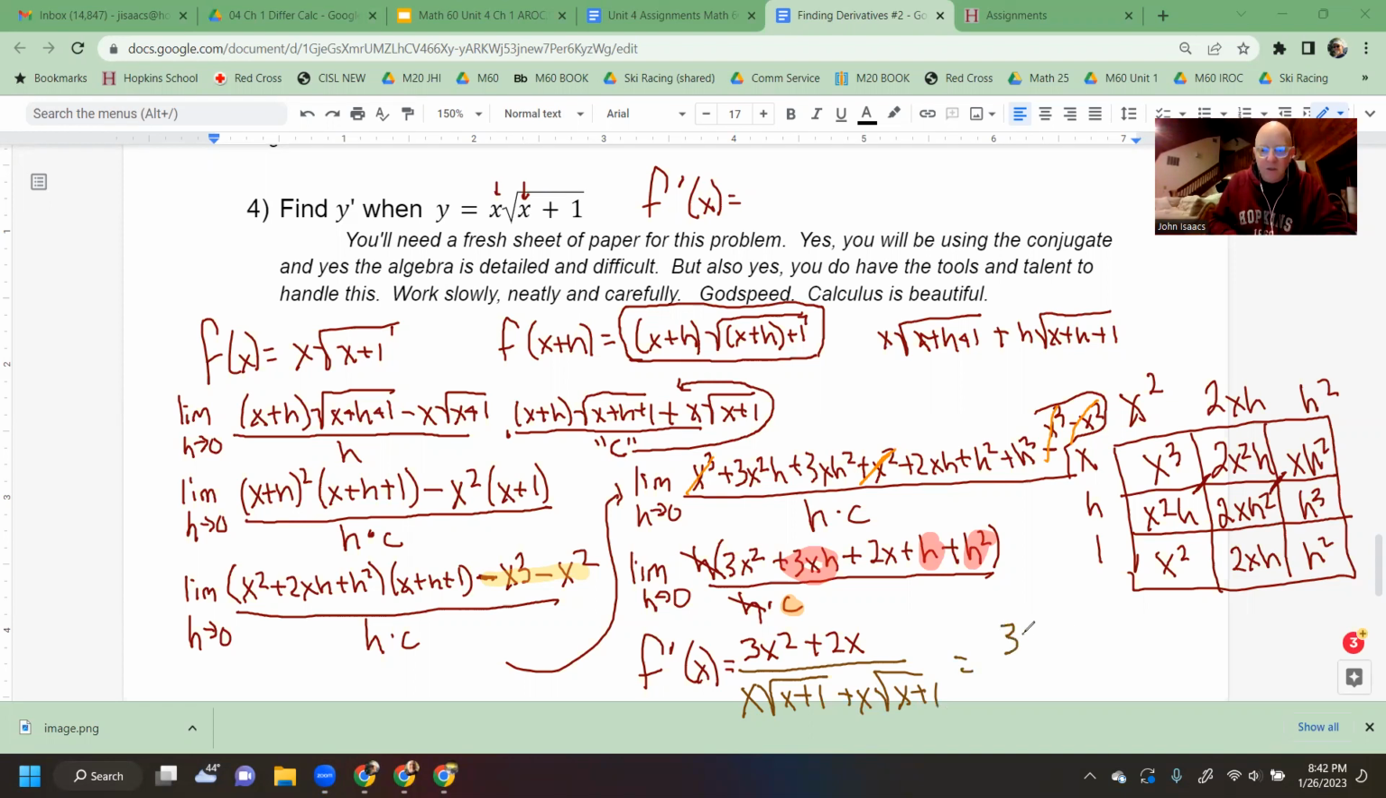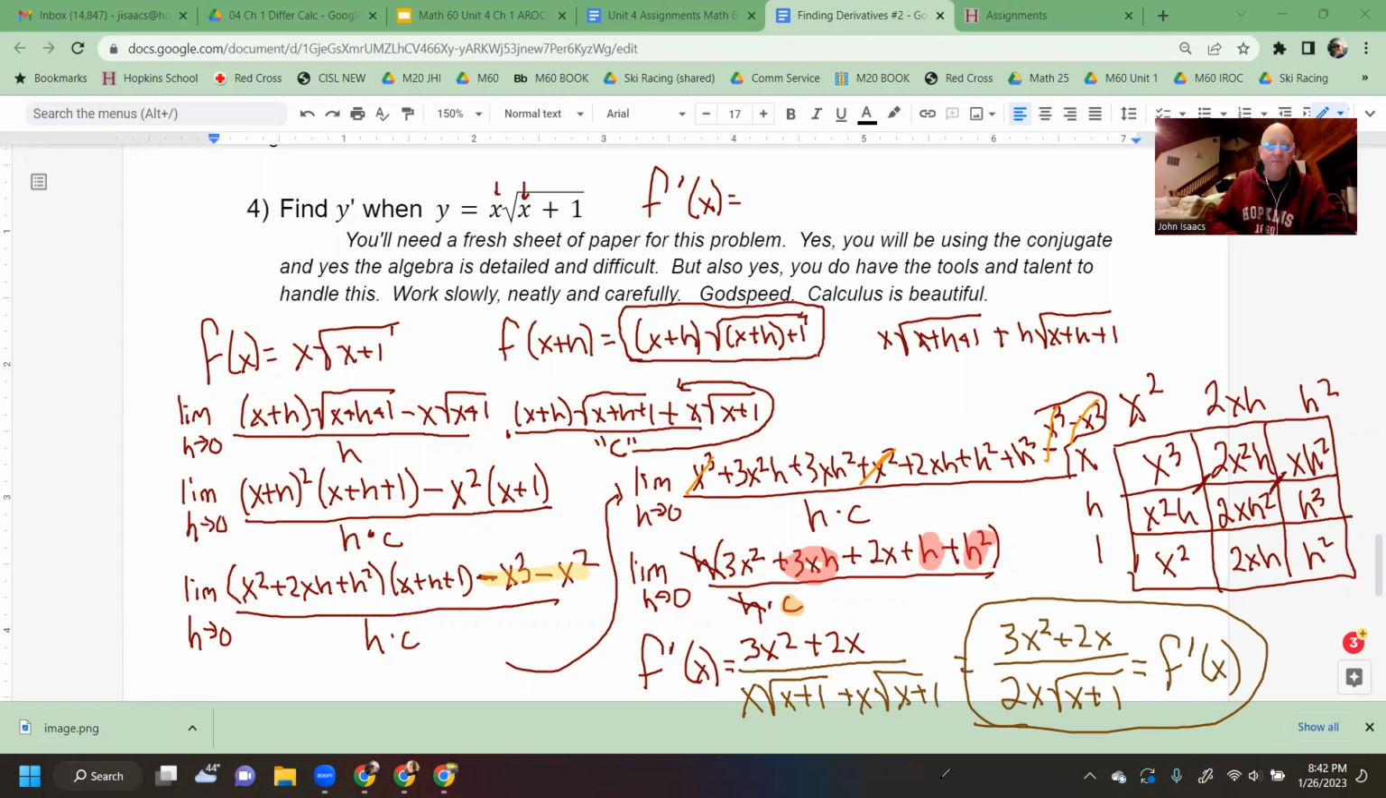So our final answer is 3x squared plus 2x divided by 2x radical x plus 1. That is what f prime, the derivative of f, is equal to.